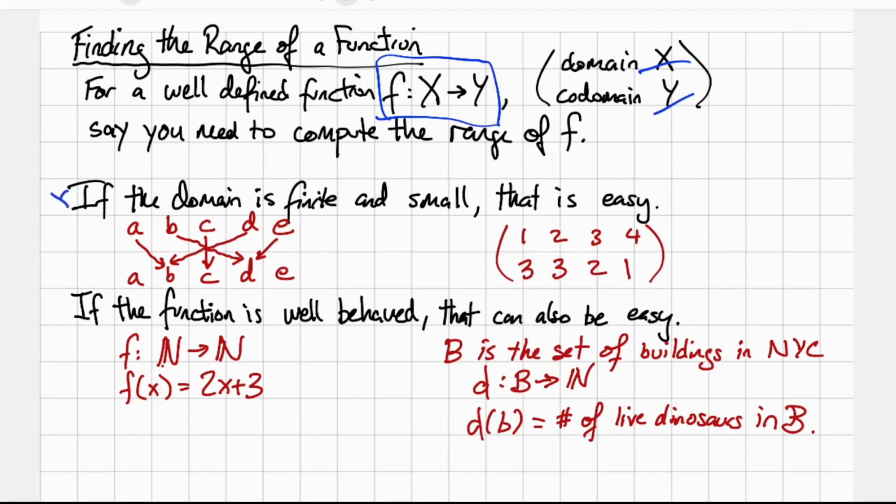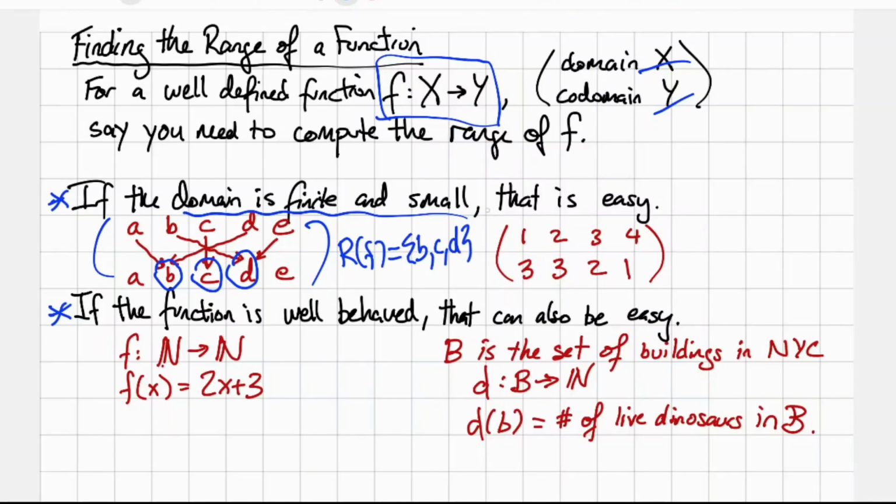There's two times when that is an easy task. The first is if the domain of the function is finite and small. Often we'll write the function using arrow notation, and then the range of the function is the set of values that the function takes on, or in other words, it's everything that has an arrow pointing to it. So in this example, the range of this function is equal to the set B, C, D.